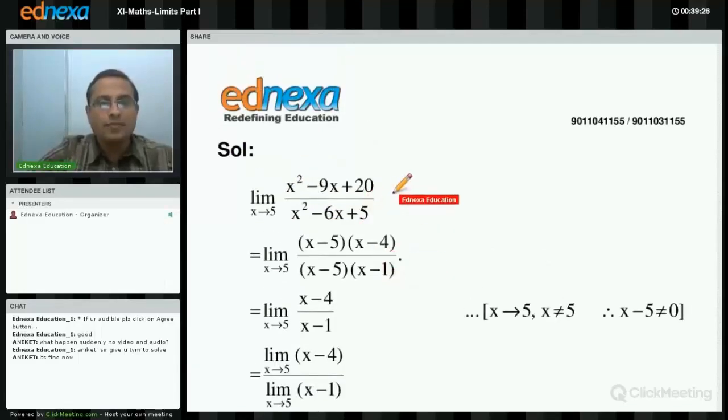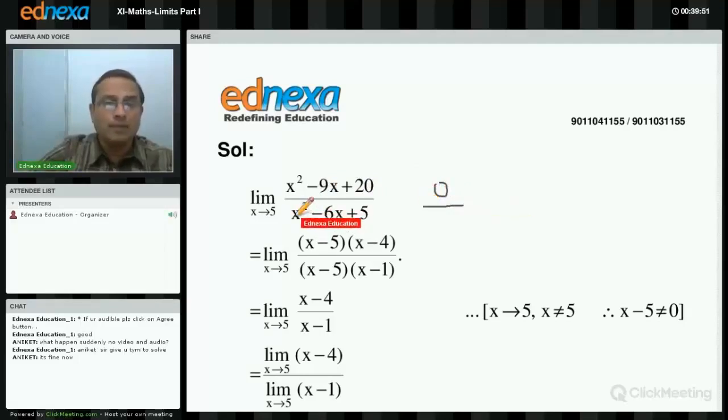This is the given sum. Can we take the limit in the very first step? The answer is no. Let us verify. To take the limit means to replace every x by its limiting value, which in this case is 5. 5 square is 25. 25 plus 20, 45, less 9 into 5, 45. That is 0. So numerator is 0. It's fine. But denominator should not be 0.